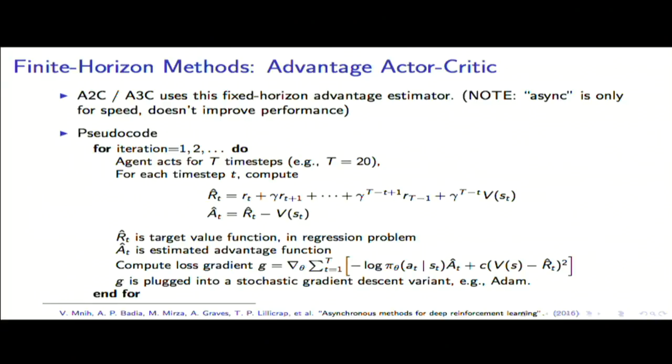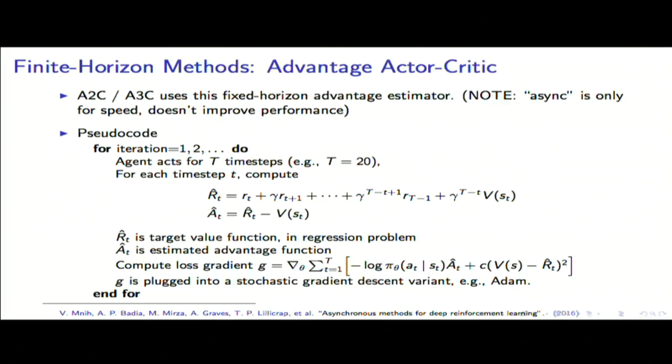It looks a lot like the vanilla policy gradient method we described previously, but it's using finite horizon estimators of the value function, or of the advantage functions. The way it works is first you have the agent act for t time steps, where t is some arbitrary time horizon you choose, which isn't necessarily the length of the episode. For example, in the paper they used 5 time steps, and some other papers used 20 time steps.